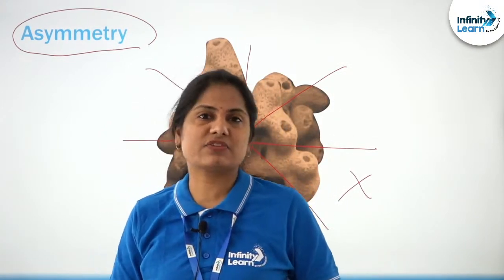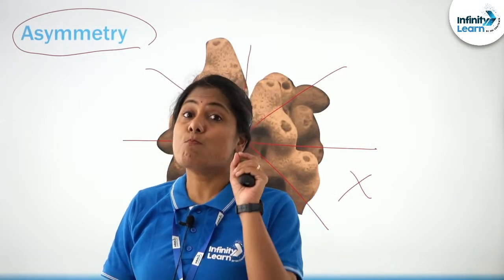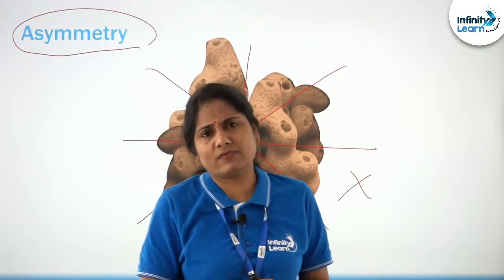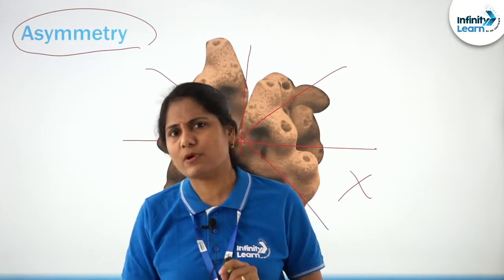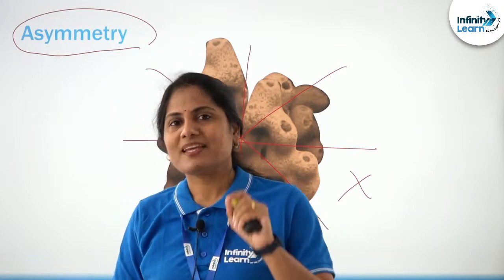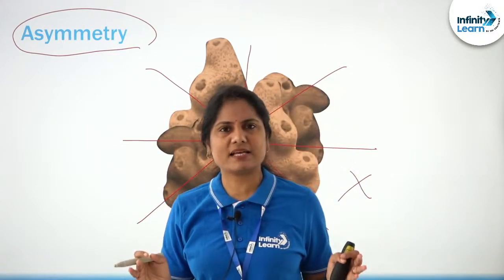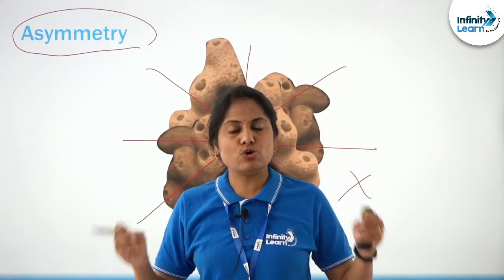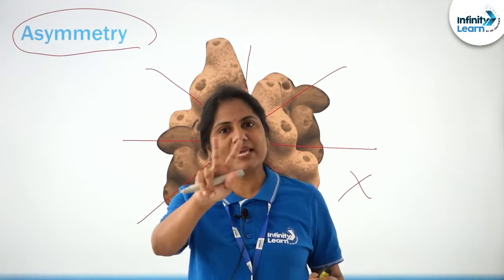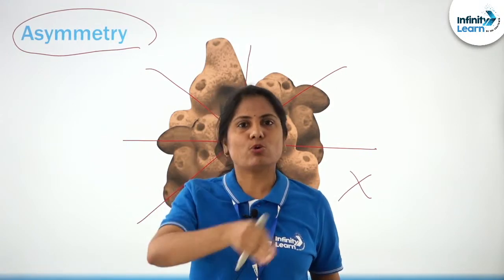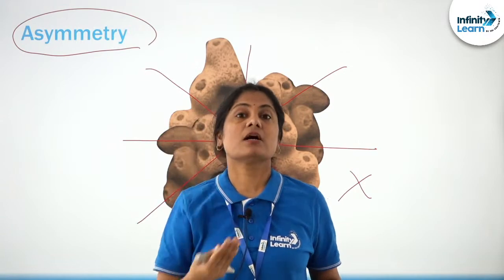Sponges, the very first phylum, again, it's not completely, mostly asymmetrical. Why are we using the term mostly? Because there are some of them which are exhibiting radial symmetry as well, right? So what is asymmetry? As simple as that. No particular symmetry, no way you can get two equal halves of this organism. You cut it in any which ways possible.